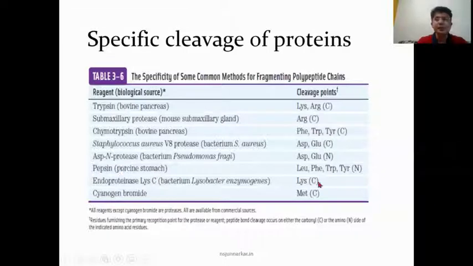Pepsin causes peptide bond cleavage on the amino side of leucine, phenylalanine, tryptophan or tyrosine. Cyanogen bromide causes the peptide bond to be hydrolyzed at the carboxyl side of methionine. So this property of these proteolytic enzymes or cyanogen bromide can be used to cleave the polypeptide chain into small peptides, and then the sequence of the amino acids can be deduced.